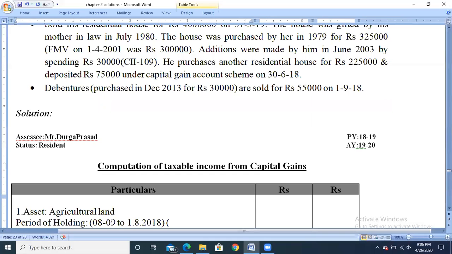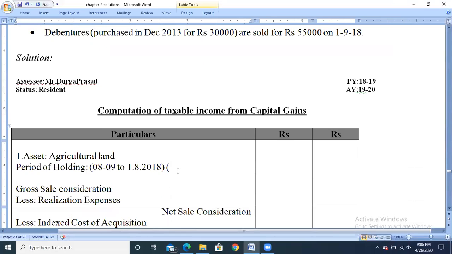So now identify whether it's a long-term capital asset or short-term capital asset. Agriculture land falls under the fourth category. If it is held for more than 2 years, it is a long-term capital asset. If held for less than 2 years, it's a short-term capital asset. Since the asset has been held for more than 2 years, the asset will be called a long-term capital asset. Now calculate the income from capital gain.